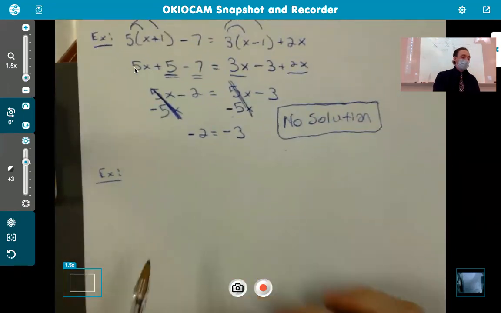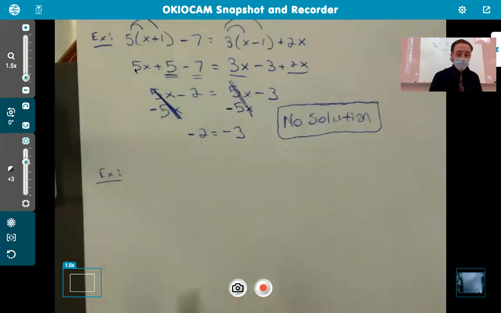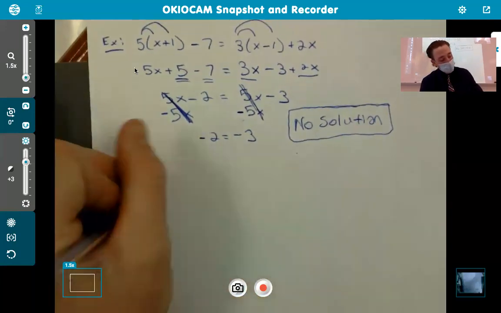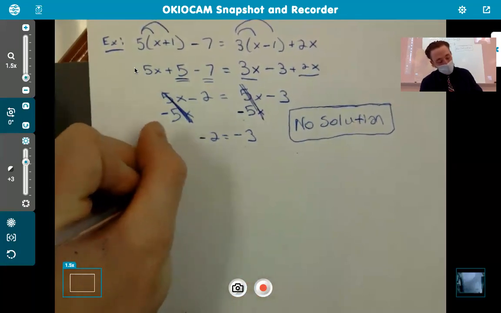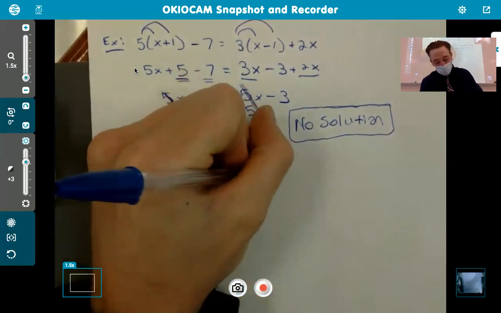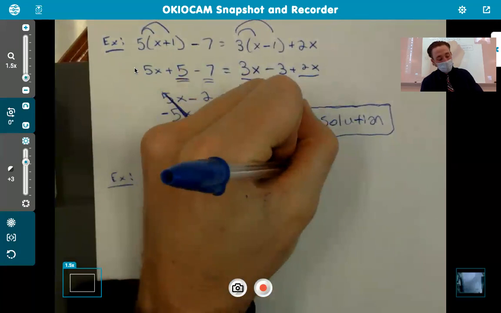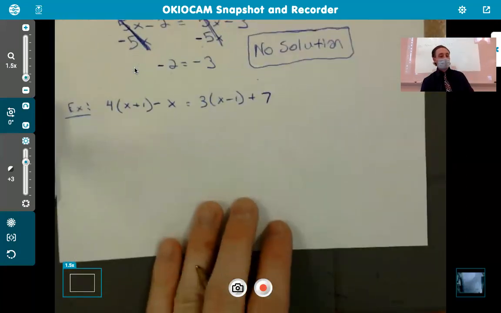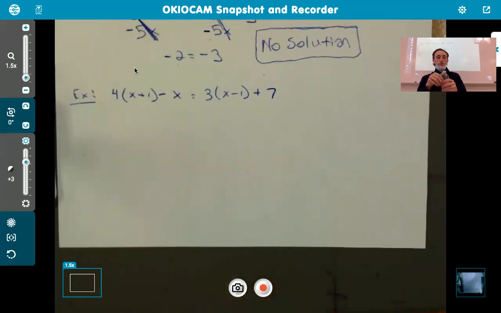One of them is going to be a little bit longer, just like that last one, and the other one's going to be a little bit shorter. This next example has the equation 4 times x plus 1 minus x equals 3 times x minus 1 plus 7. All right, so take a second, jot that down if you need. So 4 times x plus 1 minus x equals 3 times x minus 1 plus 7.